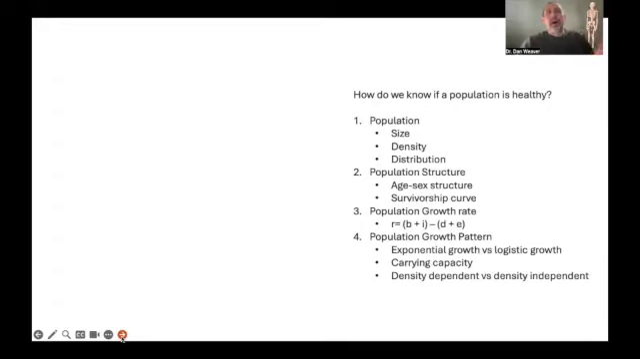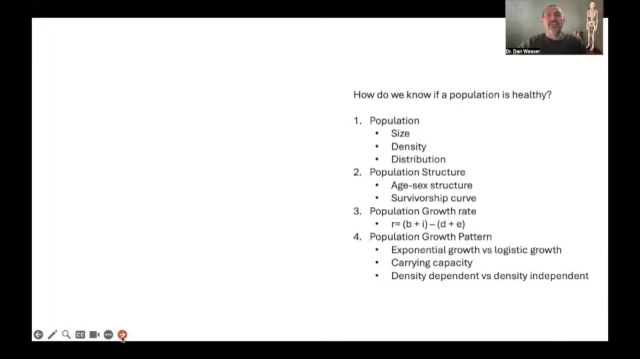How do we know if a population is healthy? When we talk about a population, remember we're dealing with a group of similar organisms. One of the ways that we can know is the size of the population, but we also need to look at the density of the population. That is, we might have a very large population, but in a very small area. Right? That's the density of the population, how many are in a small area.